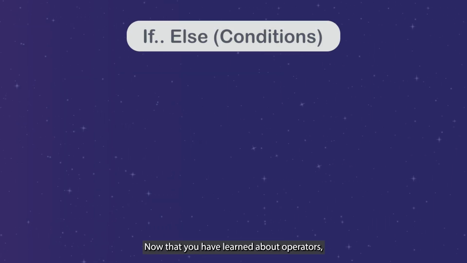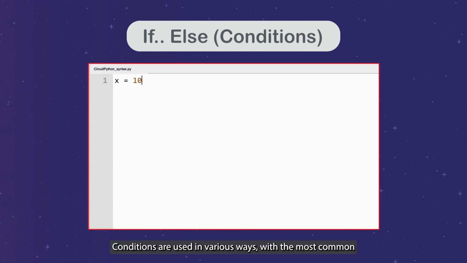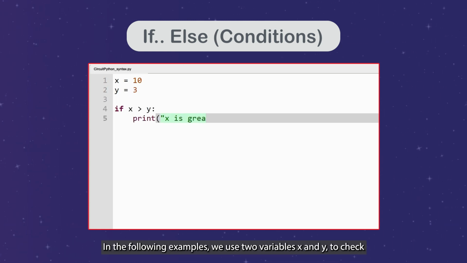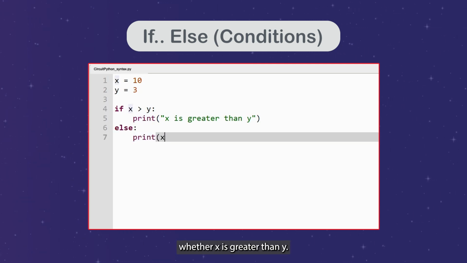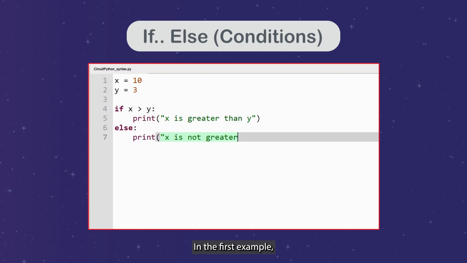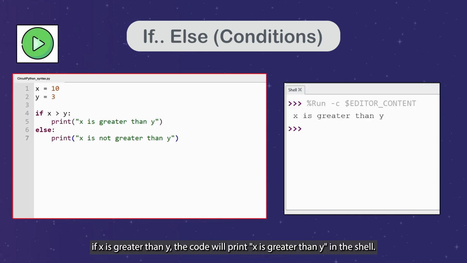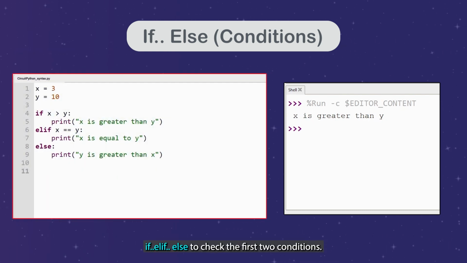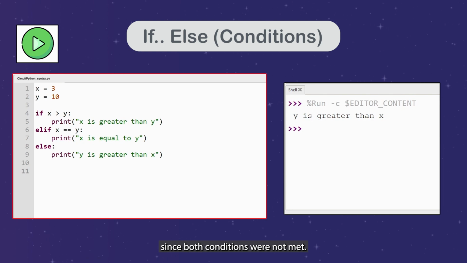Now that you have learned about operators, it's time to put them into action. Conditions are used in various ways, with the most common being if statement and loops. In the following examples, we use 2 variables x and y to check whether x is greater than y. In the first example, if x is greater than y, the code will print x is greater than y in the shell. The second example uses if-else to check the first 2 conditions. As a result, it prints y is greater than x, since both conditions were not met.